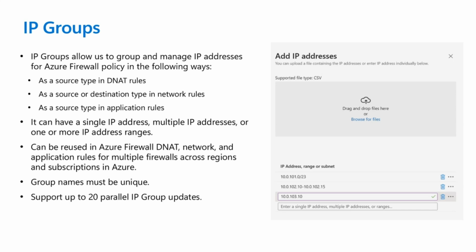One thing to mention here is that we can add specific IP addresses, like /32 IP addresses. We can add a range of IPs. So in the screenshot here, we can see that I'm allowing 10.0.102.10 to 10.0.102.15. And then we can also specify by using the CIDR notation, right? So 10.0.101.0/23. So that's another way to do that.